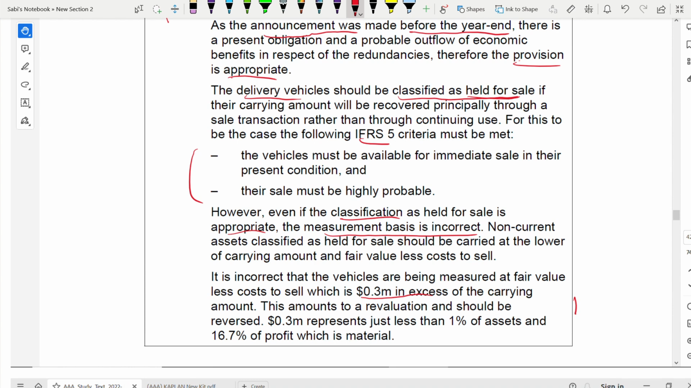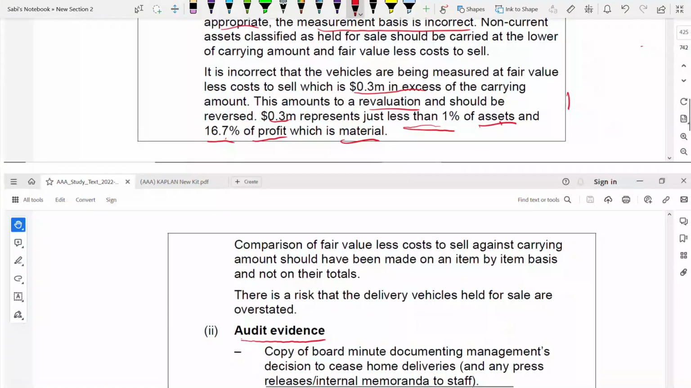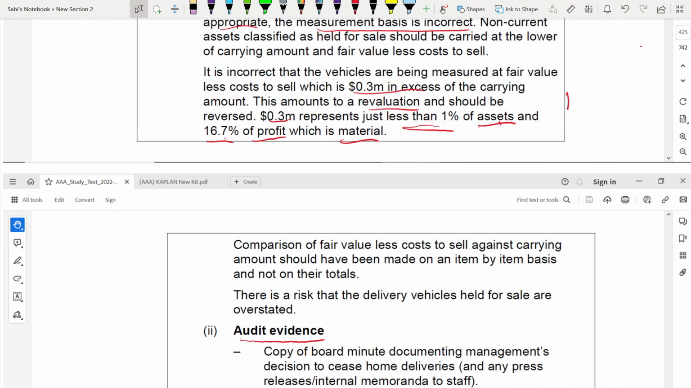Okay. So this is a revaluation. You have to reverse it now. Okay. And if you just take the 0.3 excess, calculate this also in terms of assets and profit. If you take it in terms of profit, the 0.3 excess is 16.7%, so it is material. But if you take it in terms of total assets, it's less than 1%. In terms of profit, it's material. Okay. So there's a risk that the delivery vehicles are overstated. I told you, overstated and understated, you have to write at the end, always. Delivery vehicles held for sale are overstated.